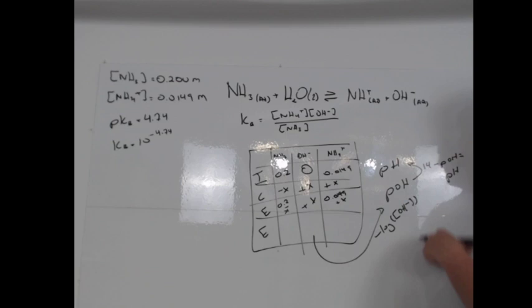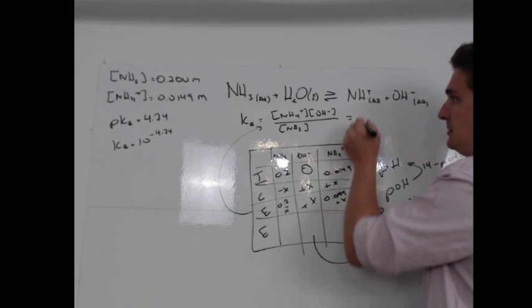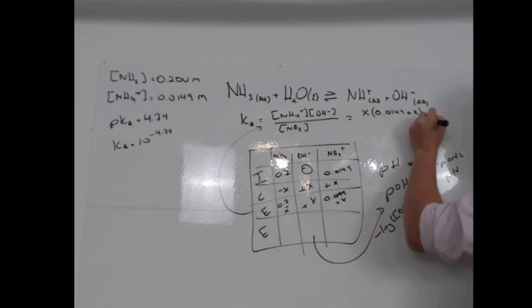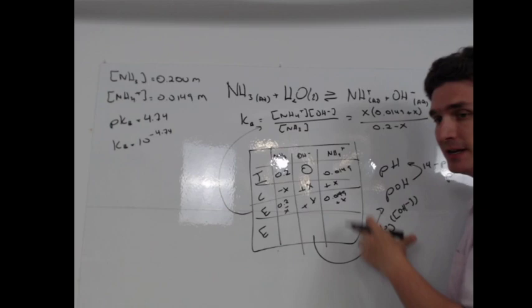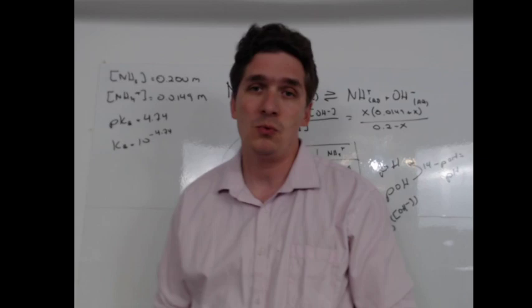To find our concentration of OH-, insert the values we have from the E row, so it's X times 0.0149 plus X all over 0.2 minus X. Use the quadratic formula, solve for X. You're only going to take the positive root because in this case the OH- concentration is equal to X, so there's only one solution to this problem. And that's how you solve part one, problem one.